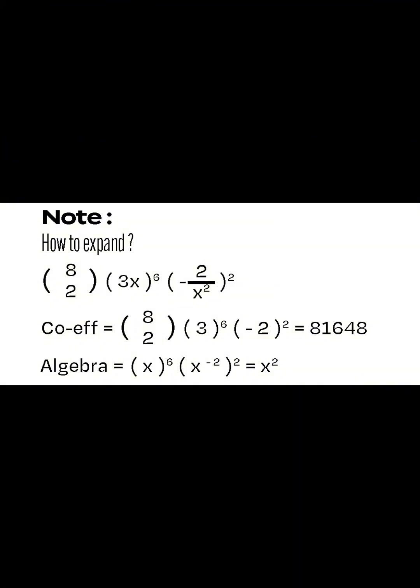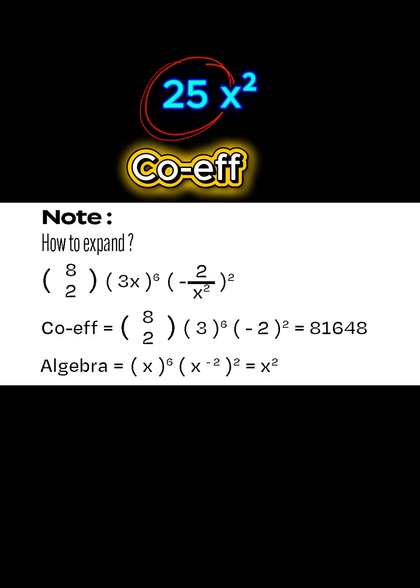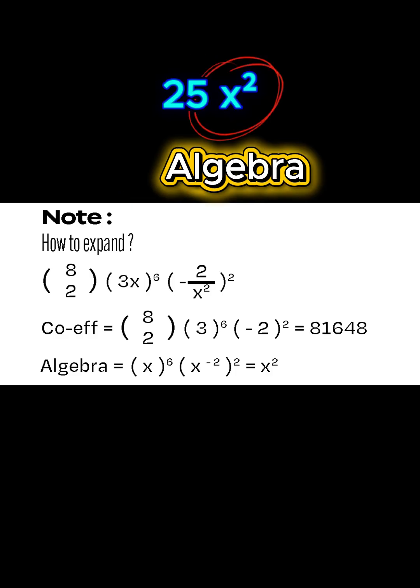We are going to type the calculator in 2 parts. The first part we're going to enter is the coefficient part of the term. So what is the coefficient part? That means the number part of the term. To give an example, if I have a term 25x squared, the 25 is the coefficient part of the term, while the x squared is the algebra aspect of the term.